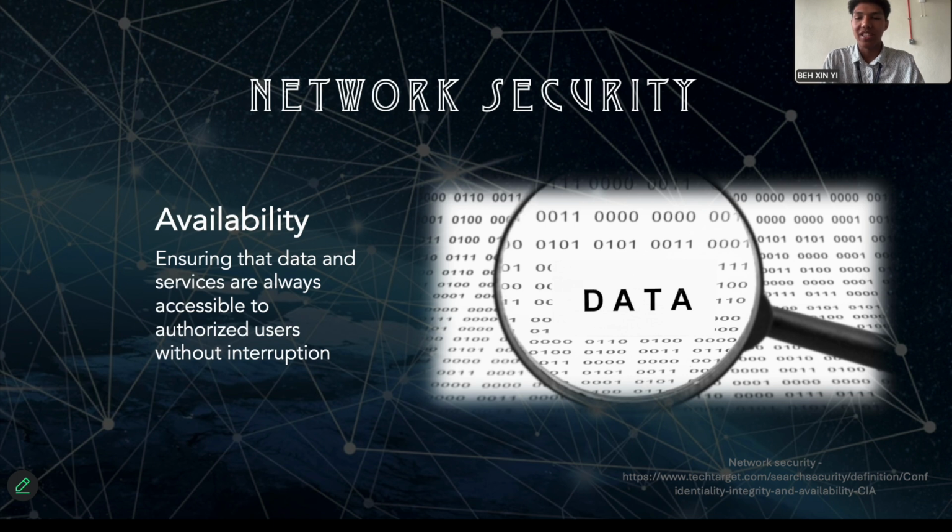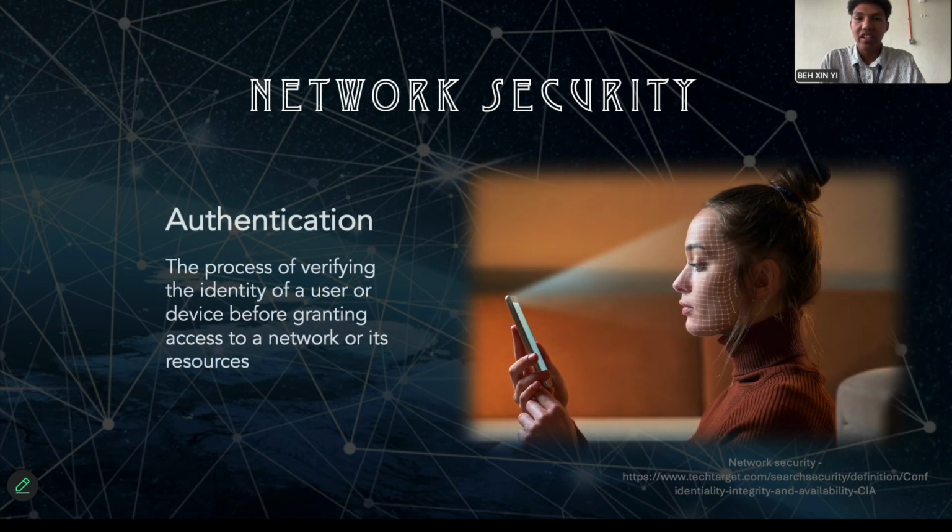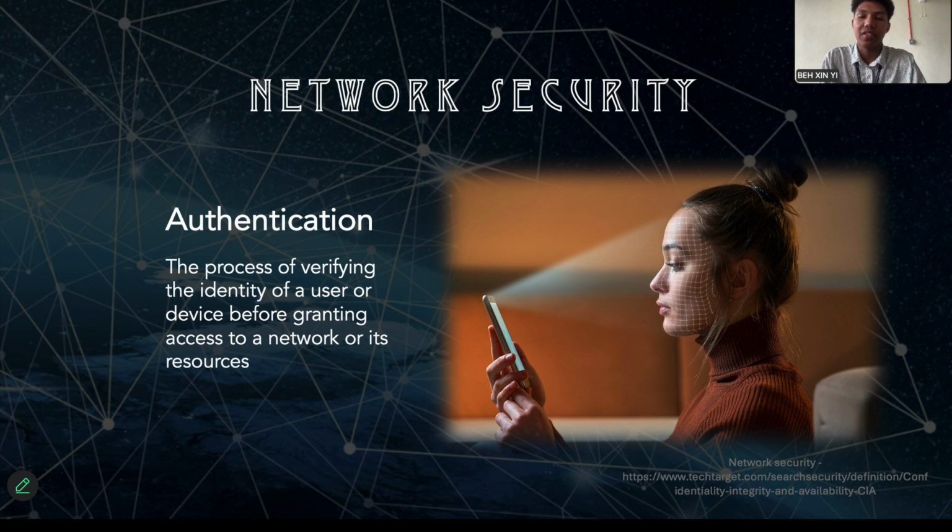Next, for network security, first we have availability, means ensuring that data and service are always accessible to authorized user without interruption. This is especially important for business and organization that rely on continuous access to critical systems. Next, for authentication, is the process of verifying the identity of a user or device before granting access to network or its resources.